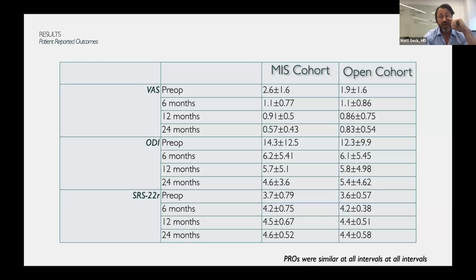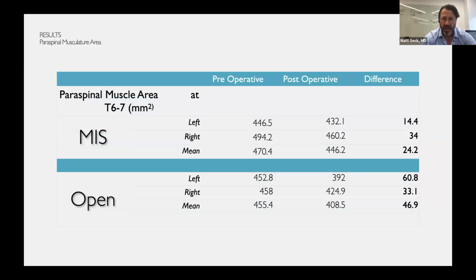And this is just going through the standard PROs that we collect on everybody. And in this, you kind of see the same sort of getting better a little bit faster in the minimally invasive, but you do see topping out the MISs at 4.6 and the opens at 4.4. But again, that's a very standard average for idiopathic scoliosis.